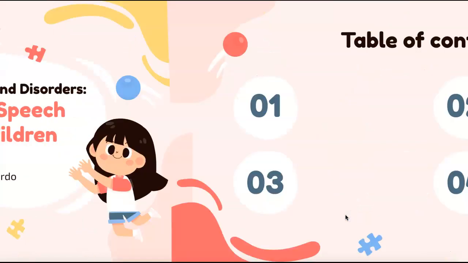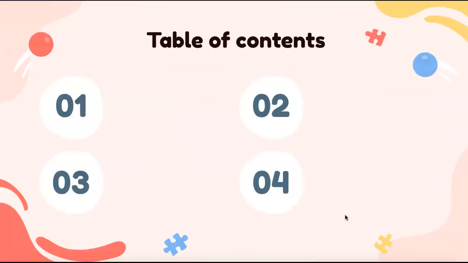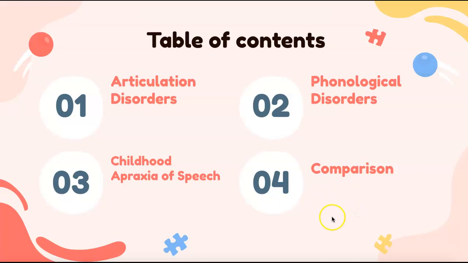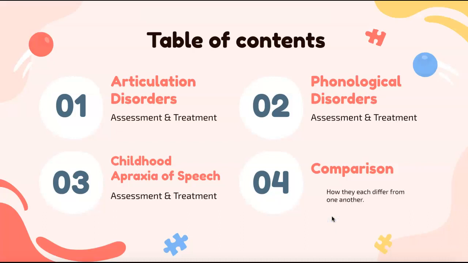So we'll go ahead to the table of contents. We'll be talking about articulation disorders, phonological disorders, childhood apraxia of speech, also known as CAS, and we'll also be comparing all three disorders towards the end. To include, we'll be talking about assessments and treatments of each disorder, and we'll also just see how they differ.